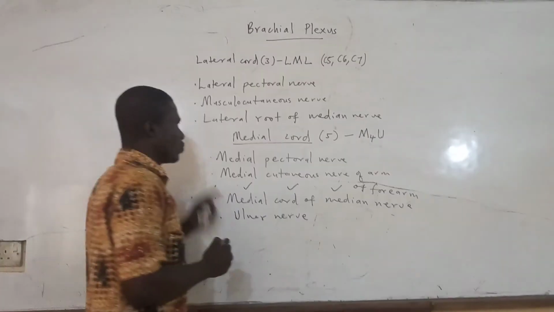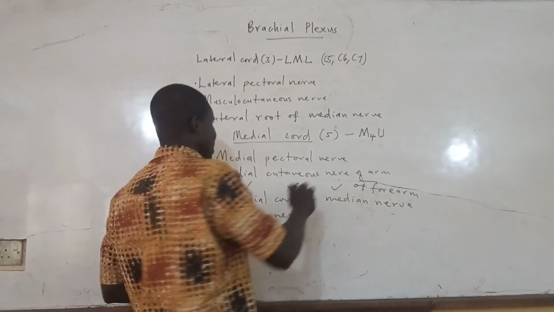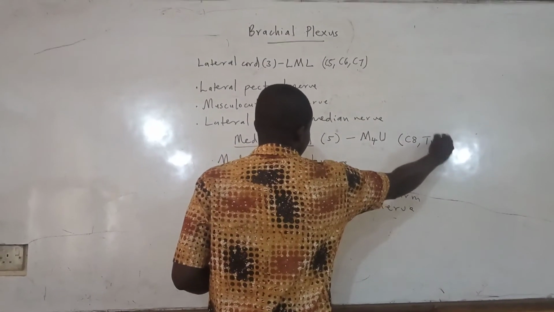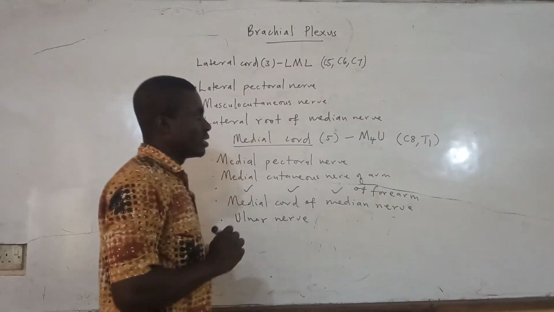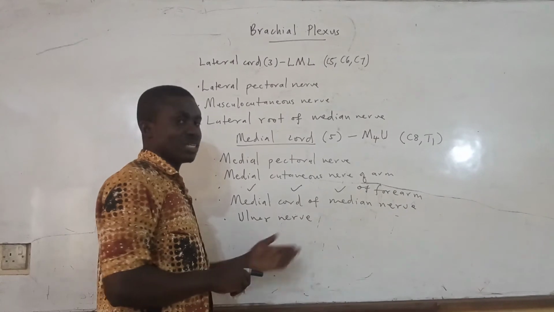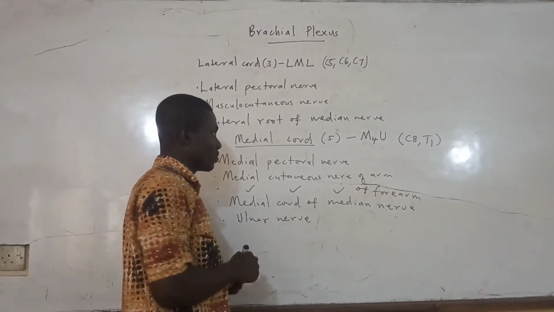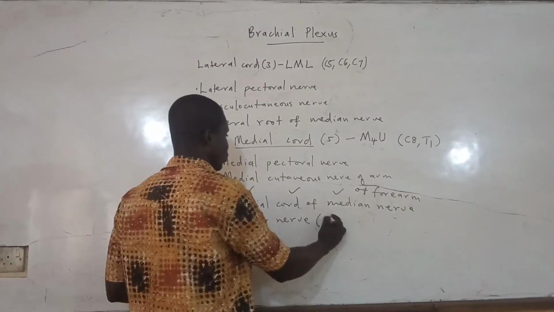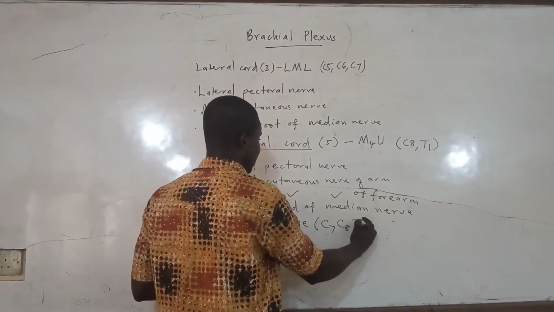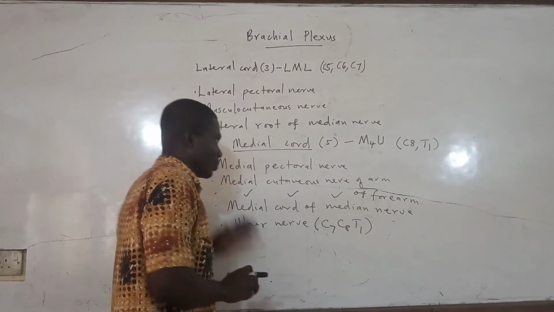Now, all these ones will be supplied by C8 and T1, with the exception of the ulnar nerve, which gets a communicating branch from C7. So the ulnar nerve's root value will be C7, C8, and T1. That's what we have.